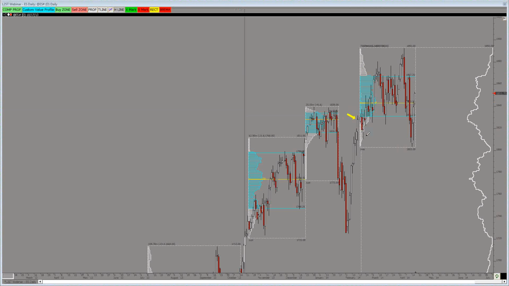I've been building this in real time. As soon as we started to develop here, I had balance. This has expanded over time. Now, I keep the real-time value area, the balance area, developing in real time, as long as price keeps moving sideways.